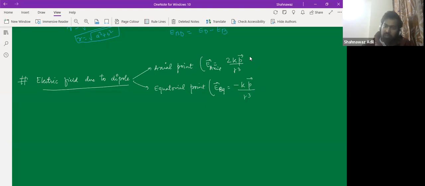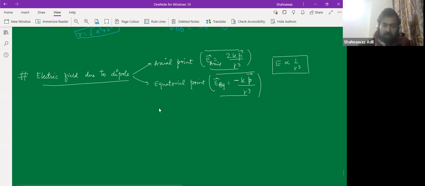So the electric field of the dipole always varies like this. We have studied. So this would be the variation, and you can see that the equatorial one is in the opposite direction of the dipole. That is the minus sign. So this is in the opposite direction as the P vector. This is in the direction of P, right? So this is the preliminary idea. This is the goal that we have set up, right? So we already know this goal.